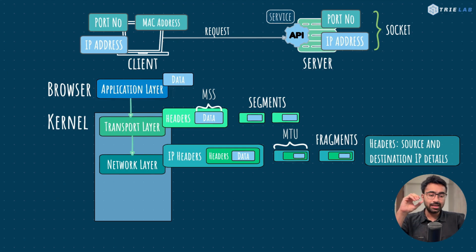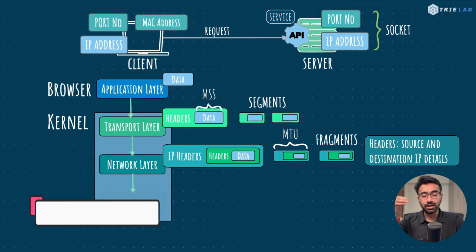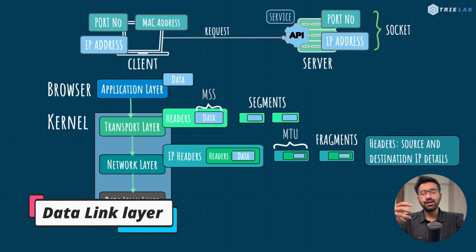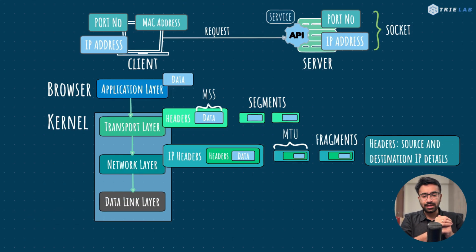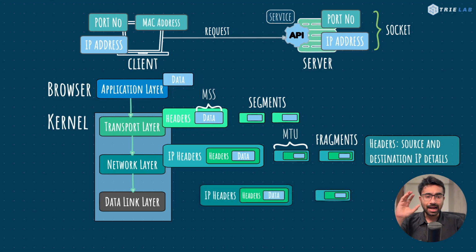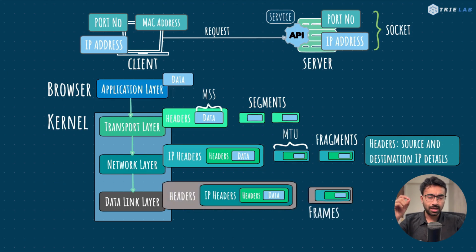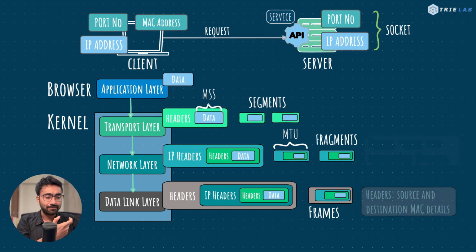Now, after this, each fragment is sent to the last layer of the TCP/IP stack, which is the data link layer, or the network access layer. The data link layer will again split each fragment into multiple parts, add a bunch of headers, and form frames. Frames are the final data packets that get transmitted through the physical medium to the next hop. So the main responsibility of the data link layer is to make sure that the data packet reaches the next hop, for which it must have the source and the destination MAC details in the data link layer headers as well.